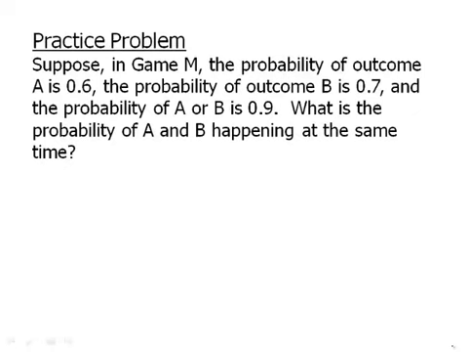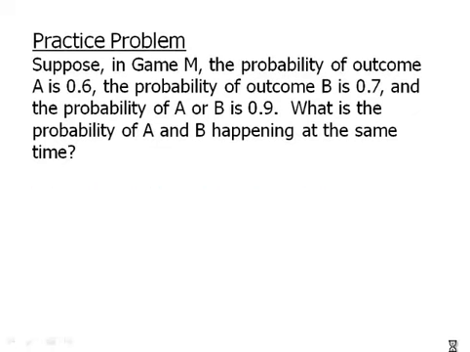Suppose in game N, the probability of outcome A is 0.6, the probability of outcome B is 0.7, and the probability of A or B is 0.9. What is the probability of A and B happening at the same time? So we're given the probability of A or B, and we're looking for the probability of A and B. But it turns out that the OR rule can still help us.